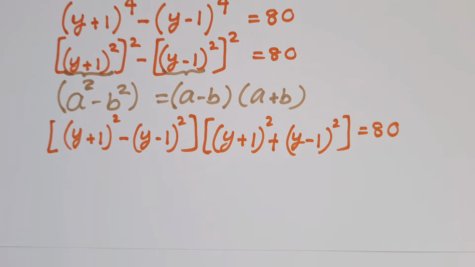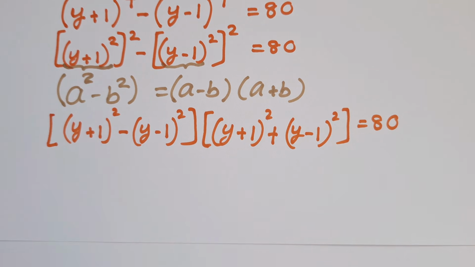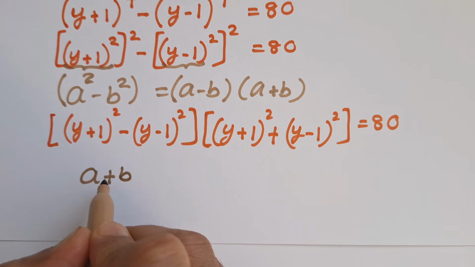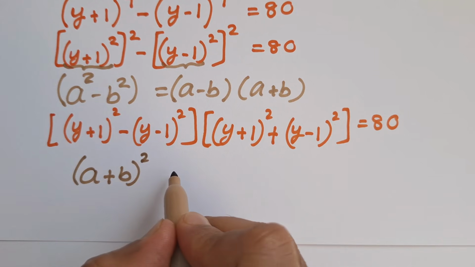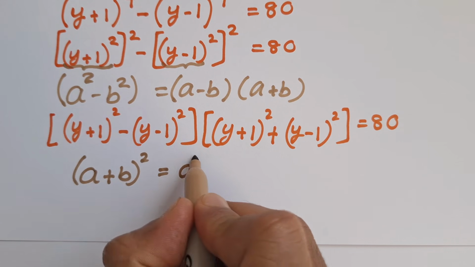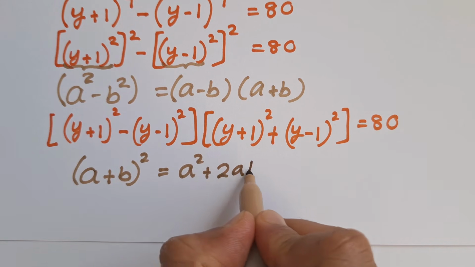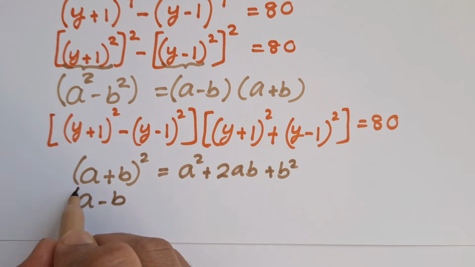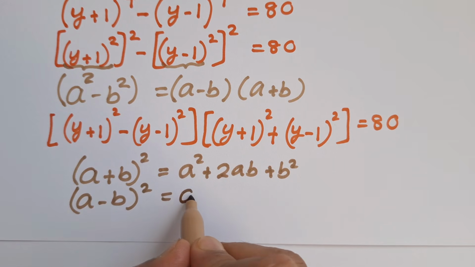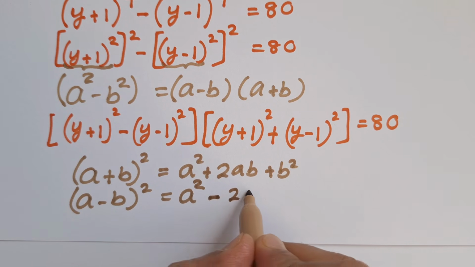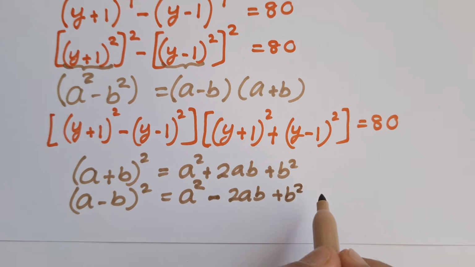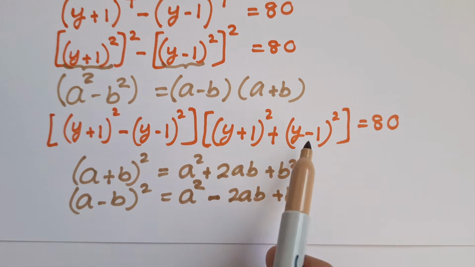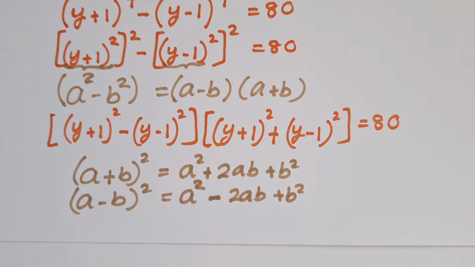Now I'm going to simplify inside the brackets separately. We know that for any real numbers a and b there is another rule: (a + b)^2 can be written as a squared plus 2ab plus b squared. Likewise, (a - b)^2 can be written as a squared minus 2ab plus b squared. I'm going to apply those rules to my equation when simplifying inside the brackets.